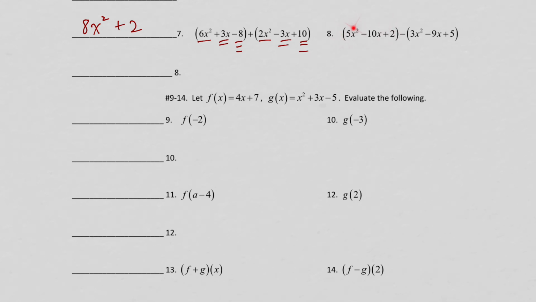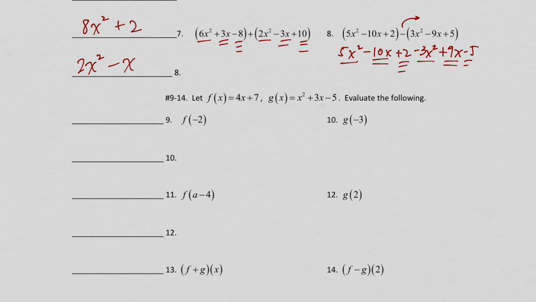Now these parentheses are redundant. If we took a positive 1 and distributed it, it just stays the same. But this negative distributes, and we'll get negative 3x squared plus 9x minus 5. And then this and this are like terms, and those add up to 2x squared. This and this add up to a negative 1x, and this adds up to a negative 3.